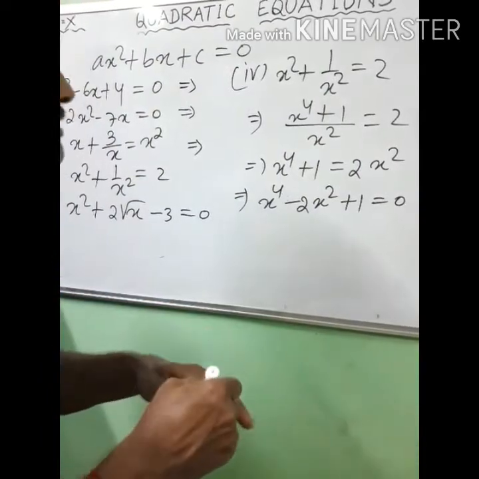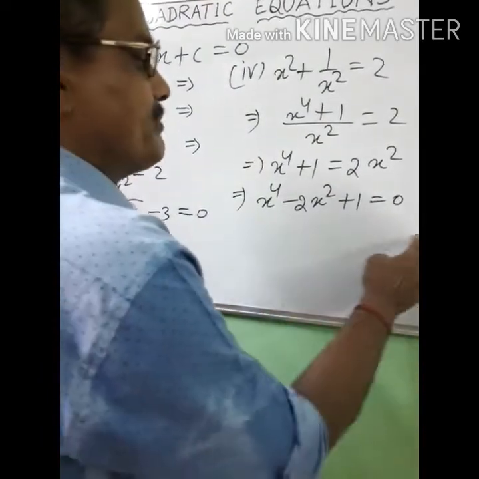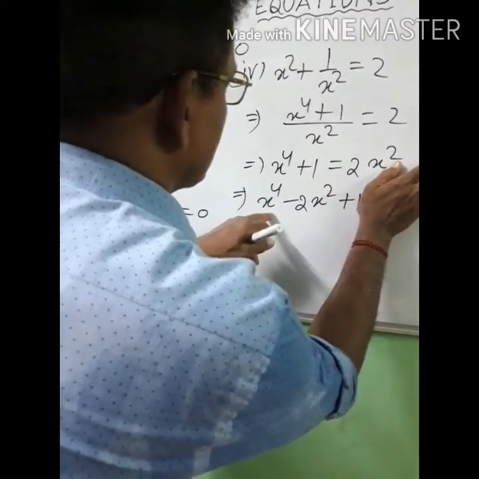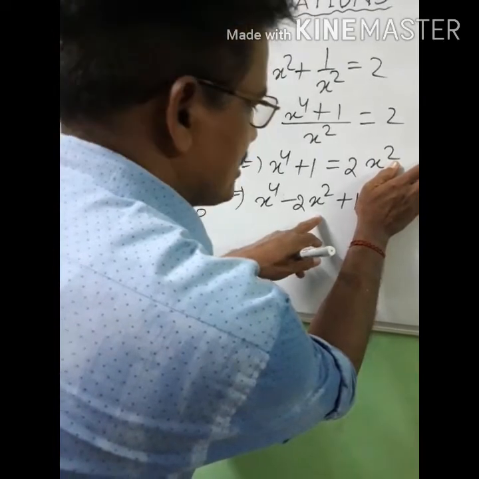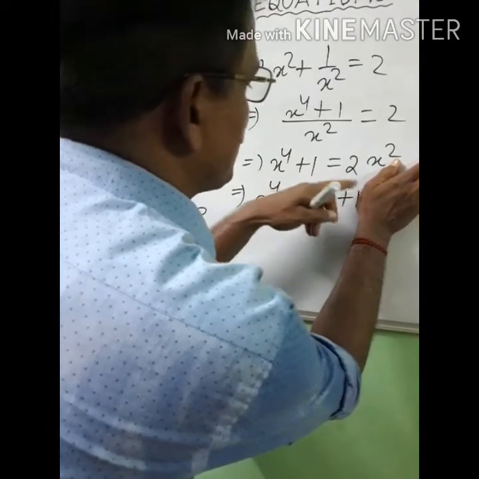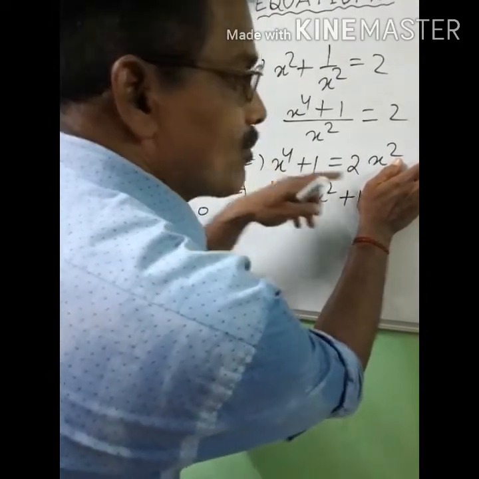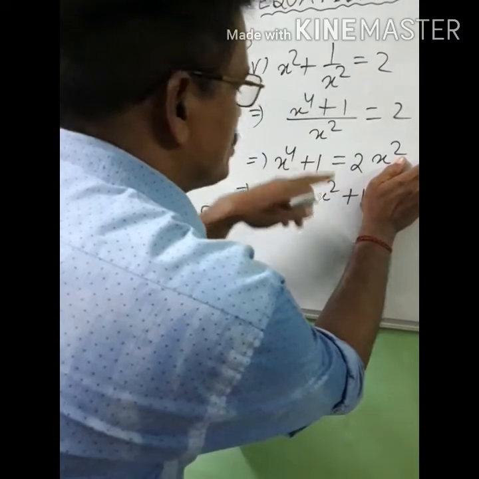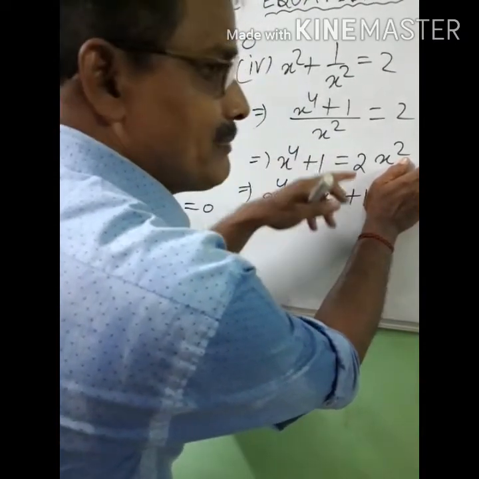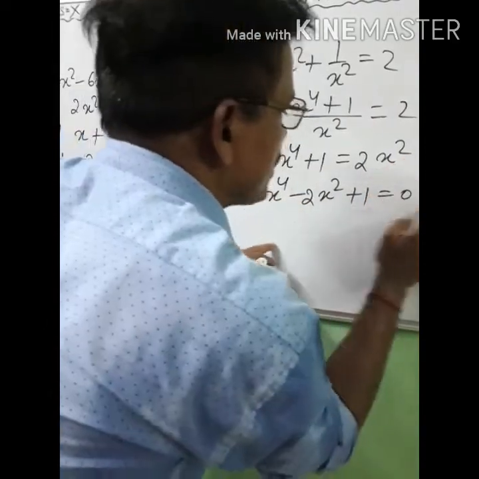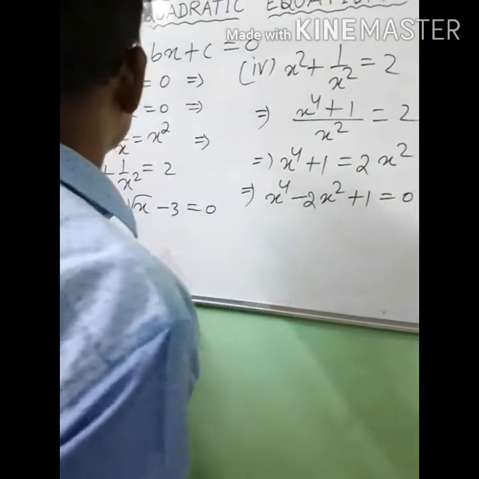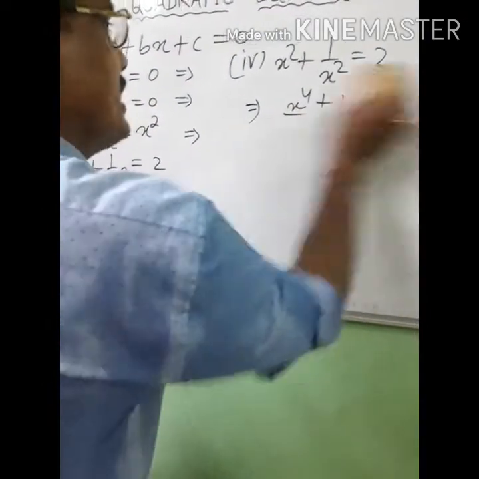So here it is not a quadratic equation, because x4 minus 2x square plus 1 is not a quadratic polynomial. It is a biquadratic polynomial, x4, degree is 4. So the equation is not a quadratic equation. Okay. Next, example number 5.